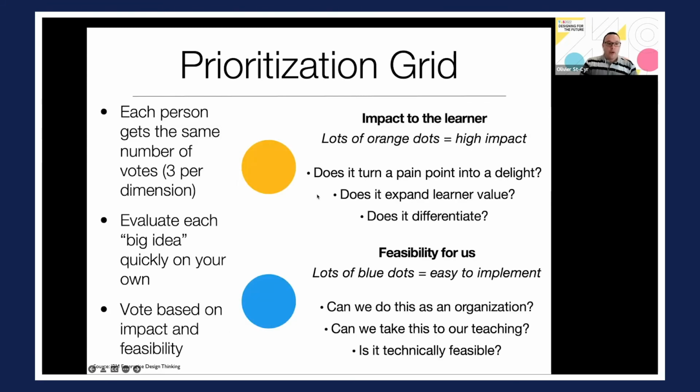Typically, we vote on two dimensions, but you can have more dimensions if you want, and you can change the name of the dimension. So the process is flexible. But we want to vote on impact and feasibility a lot of the time. It's important to define those two dimensions because impact and feasibility may mean different things for different people. If you talk to an IT department, feasibility might be different than if you talk to your marketing department, for example. So today we want to look at the impact to the learner.